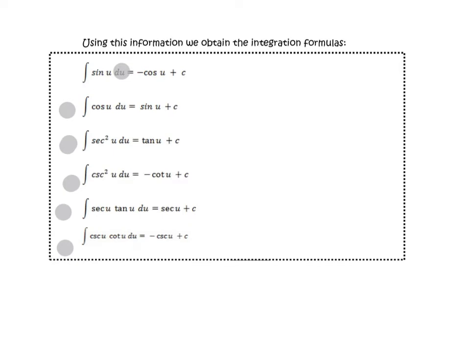The rest of them, let's say secant of u, cosecant of u, will require another technique, which is integration by parts. And then for tangent and cotangent, we're going to do substitution rule, or the change in variable.